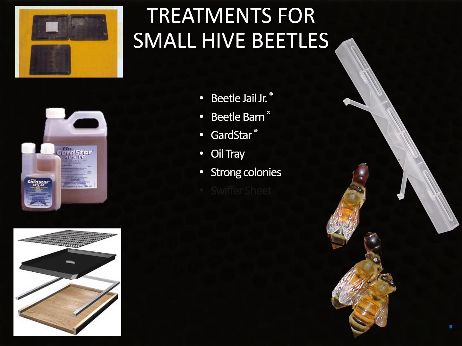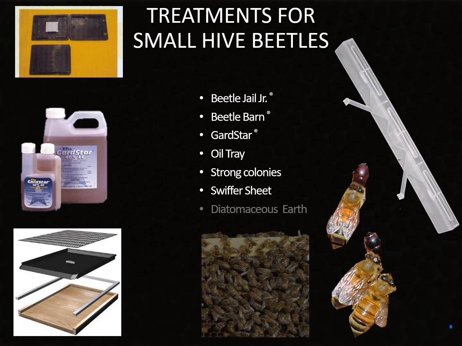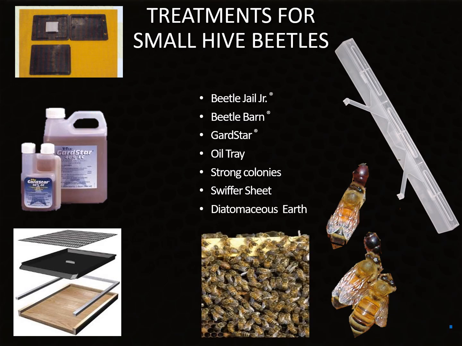But your best defense is going to be strong colonies. Also, you can use untreated, unscented Swiffer sheets. A portion of those, the bees will chase them in there, and the way that the fibers are configured entangles and snares the hairs on the small hive beetle, and it'll keep them entrapped there. Then you can chuck the Swiffer sheet. And then diatomaceous earth used on the ground for the pupal stage.